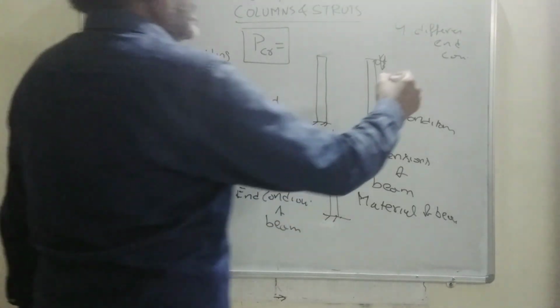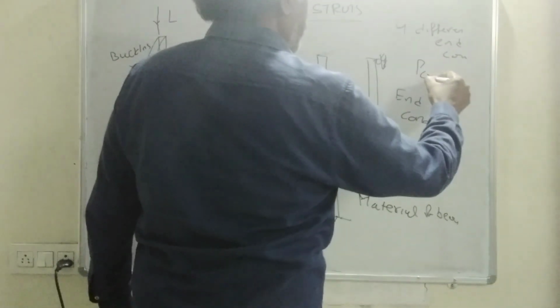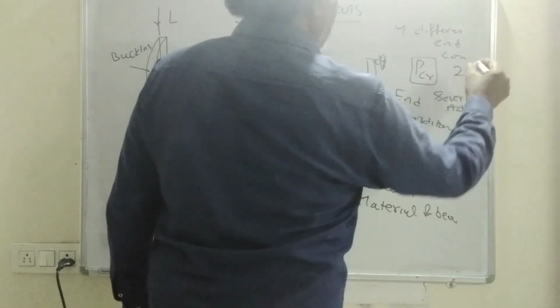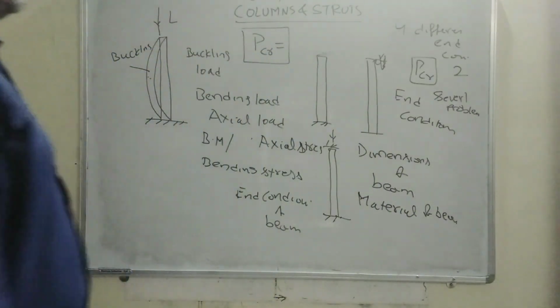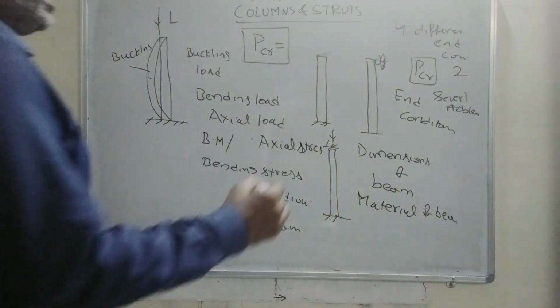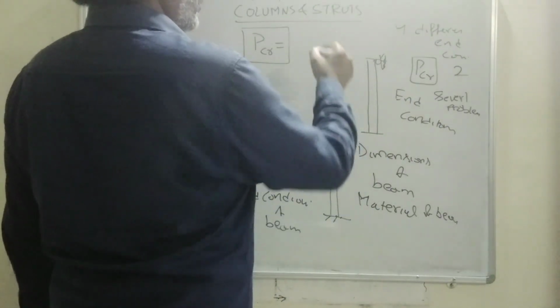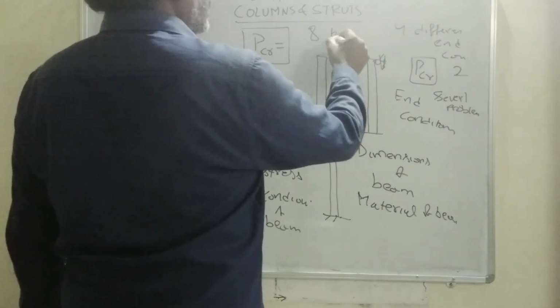So we have to derive the critical load, the P critical buckling load, for each end condition, and then solve several problems. So derivation and problem solving. For each end condition, you can take 2 classes. So roughly, 4 different types of end conditions, so 8 to 10 classes will be taken.